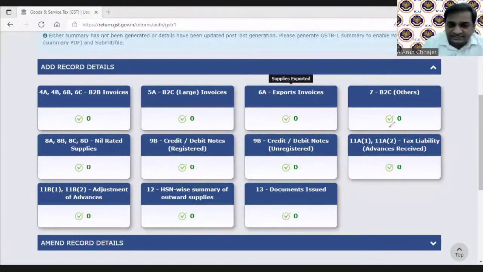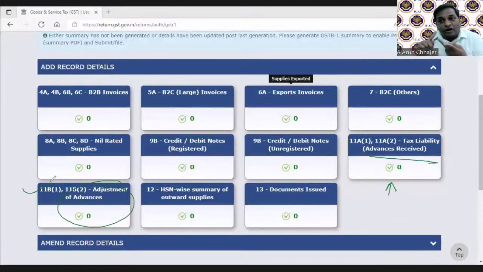Now the advances received or advance adjustments need to be entered in GSTR1. Advances received, for example, you are paying me rupees 1 lakh to supply the services. Then this 1 lakh I have to enter because I need to pay the taxes. And in the subsequent period, when the advance of rupees 1 lakh is adjusted with my tax invoice, I will report here. So advance received or advance adjustment would be reported.